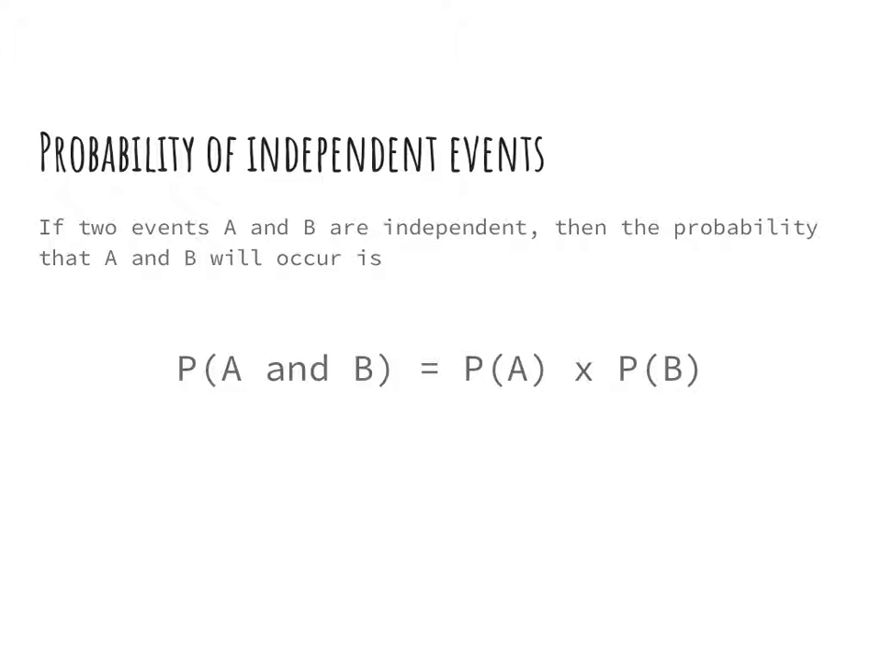The first thing we're going to talk about is the probability of independent events. If we have two events, A and B, that are independent, and again that means that the outcome of one has no effect on the other, then to find the probability that both A and B will occur is taking the product of their individual probabilities. So probability of A and B is equal to the probability of A times the probability of B.